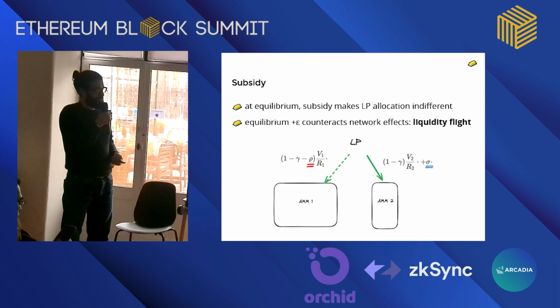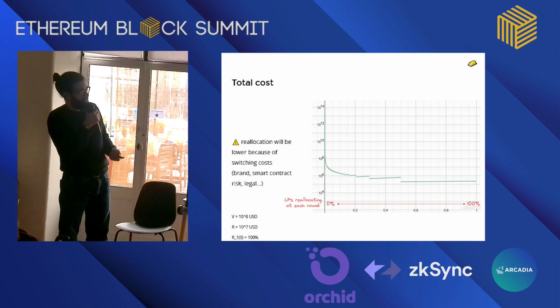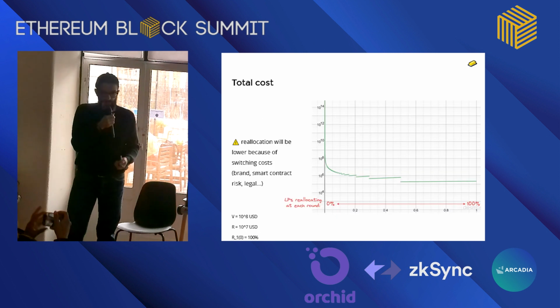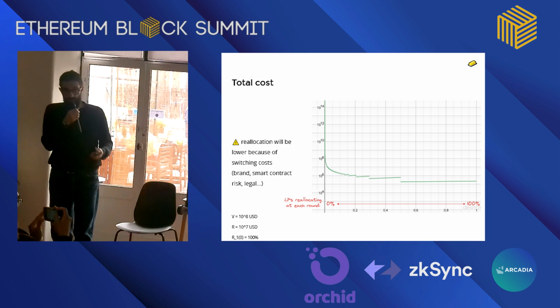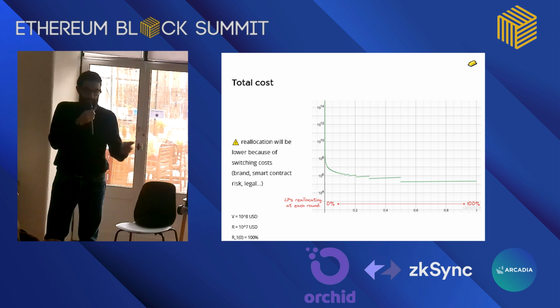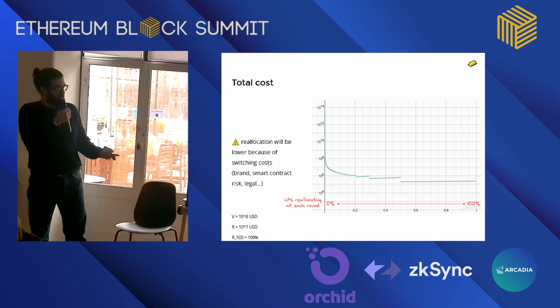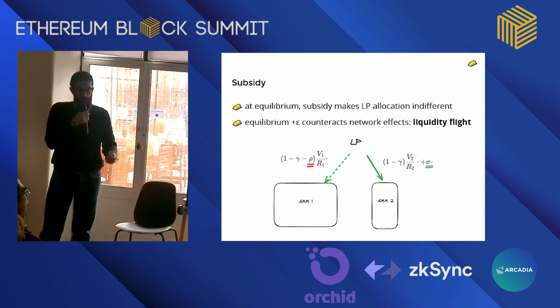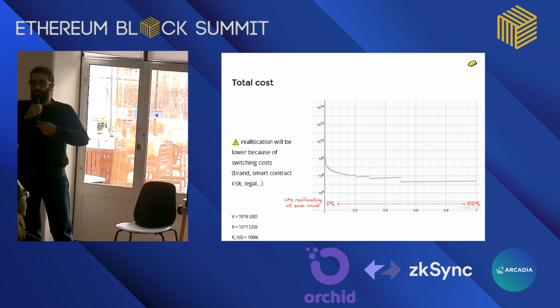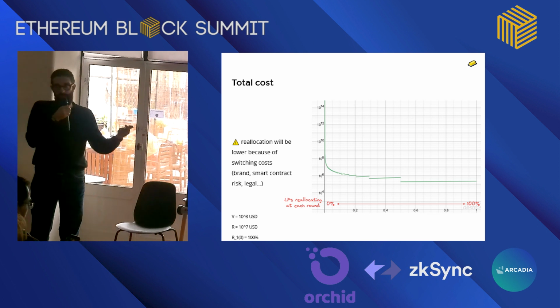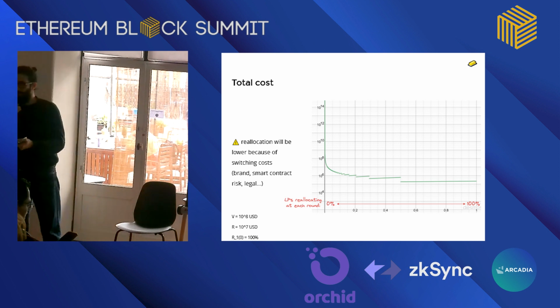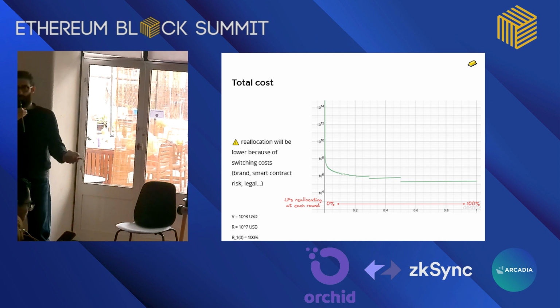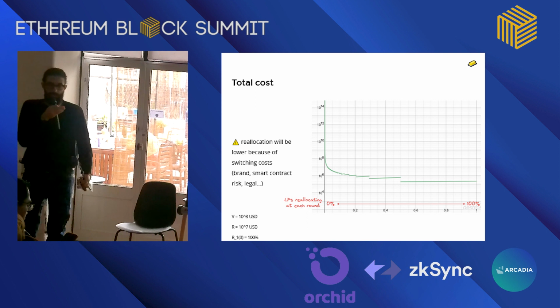And so this has a cost. This is again another simulation for that. What would be the total cost? If you think about the term I was showing before, this term sigma needs to be there for some amount of time until you have half of the LPs that have moved to the second AMM, in which case the network effect has changed balance, and now you can stop subsidizing.